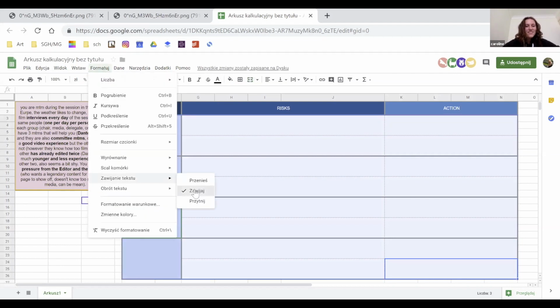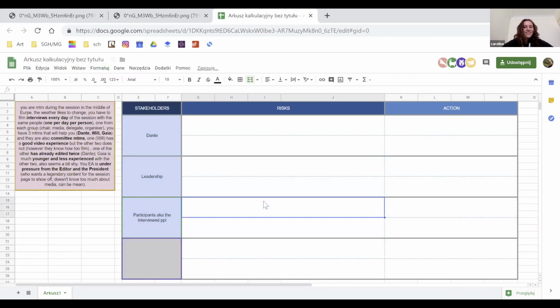And who was the last one? One of the media team members. Gaia and Will are their names, because they are very important. Without them, I guess the project won't be possible. Okay, but there's Dante and Gaia, but we have 4 places. There's leadership, participants, and one of the media team members that is in the team.